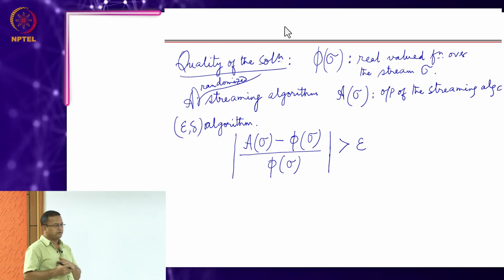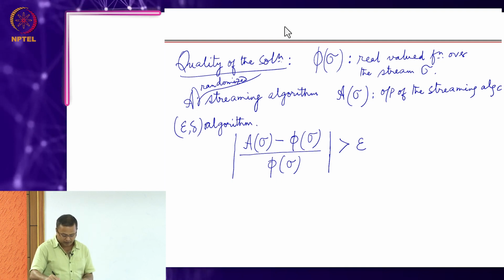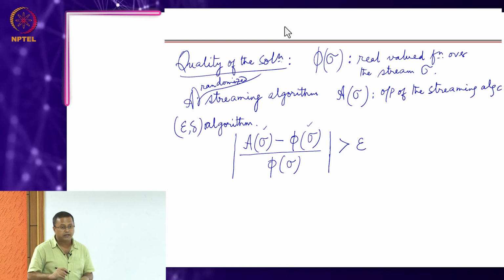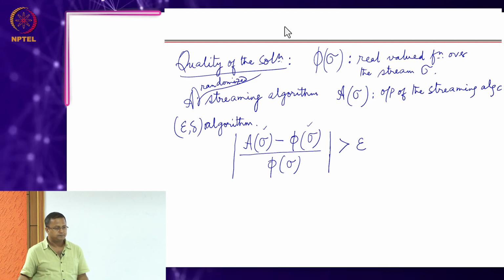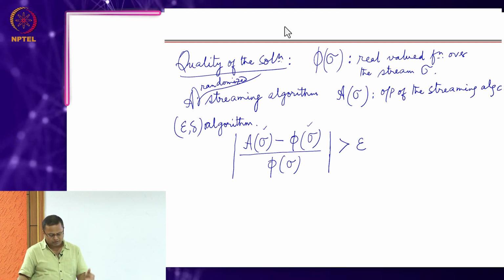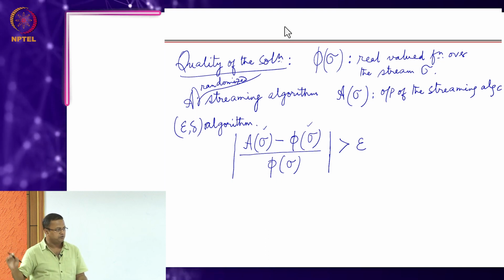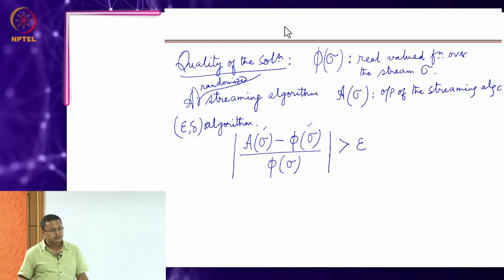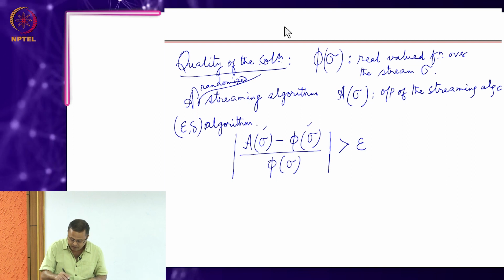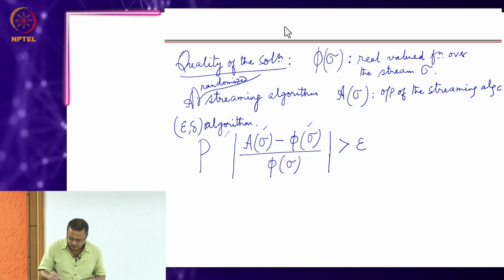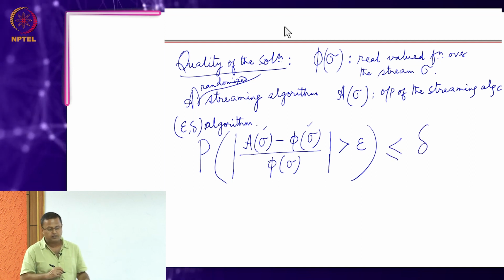So, this is the error. So, this is what my algorithm gives, this is what the exact value was, by the exact value this is greater than an error parameter. So, you can think of this as A sigma minus phi sigma greater than equals to epsilon into phi sigma. What is this delta now? These are randomized algorithms, right. So, I would say the probability of this is bounded by delta.